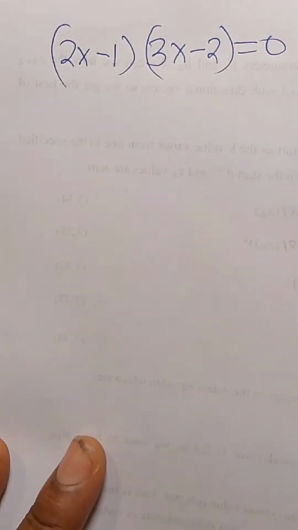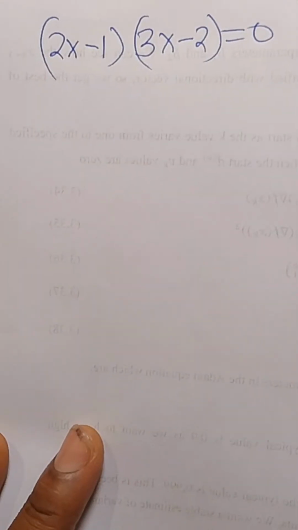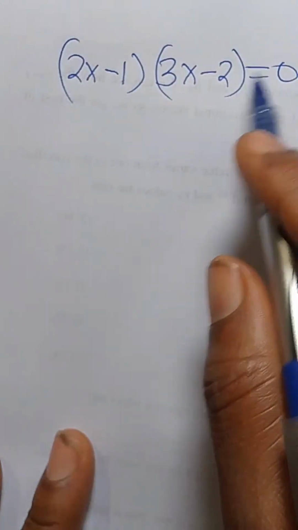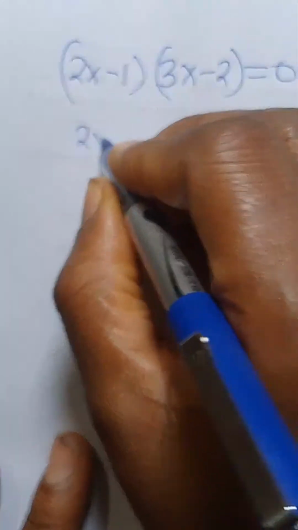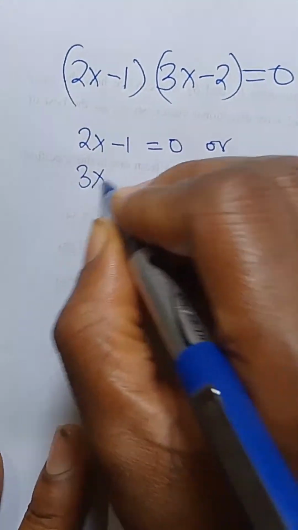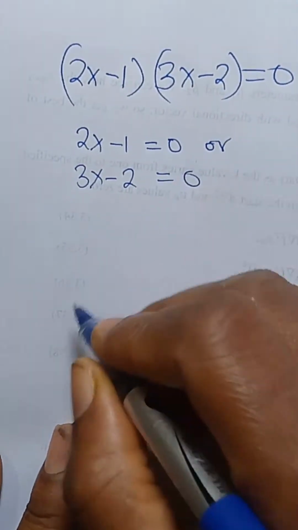So from there we have 2x minus 1 in brackets, and the next we have is 3x minus 2 in brackets equal to 0. All right. So this is what we have next. Looking at this, this means that either of them is 0. So we say 2x minus 1 is equal to 0, or 3x minus 2 is equal to 0.